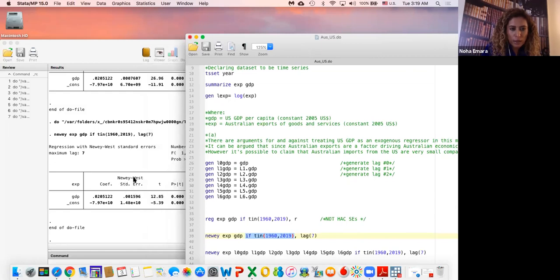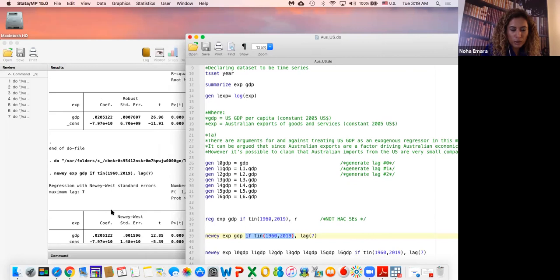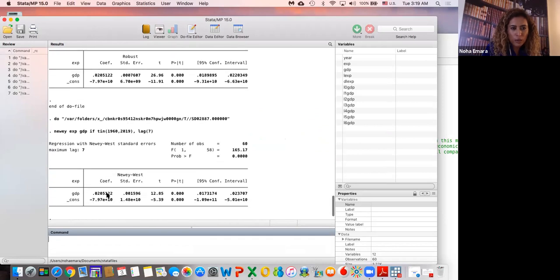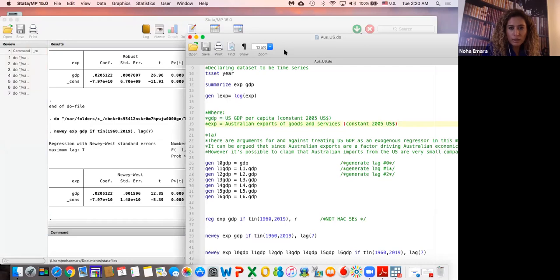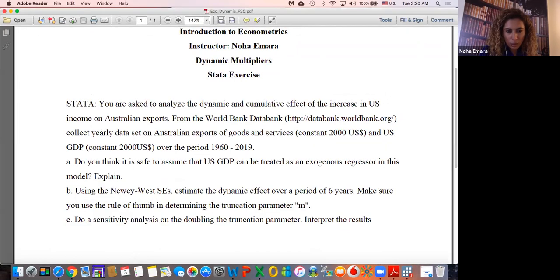The standard error is taking care of the possible autocorrelation. Notice that the difference between this and this is that the coefficients are exactly the same. As long as I'm using robust or Newey-West, I'm just changing the standard error. I'm not changing anything in the coefficients. The t statistic, the p value, and the confidence interval are all affected because the standard error has changed. Okay, we're done with B.